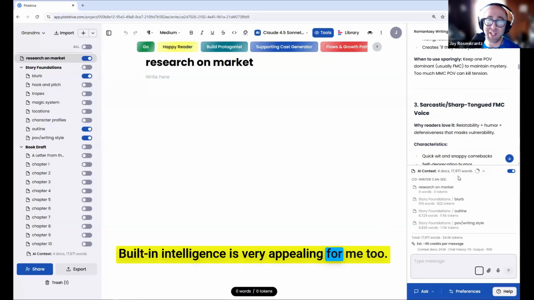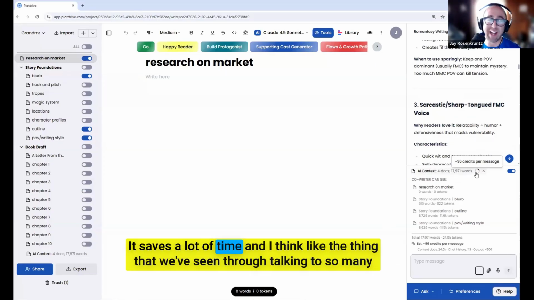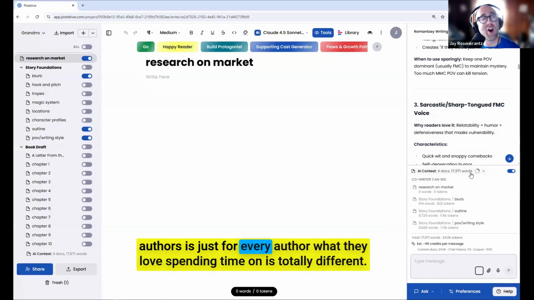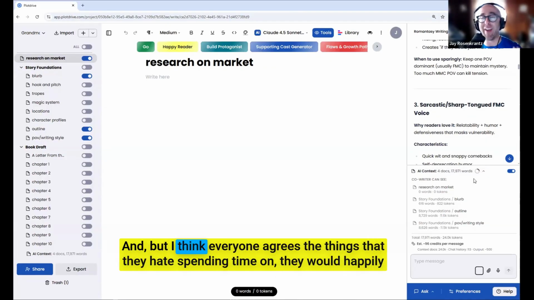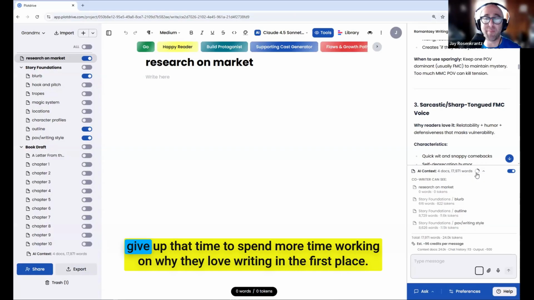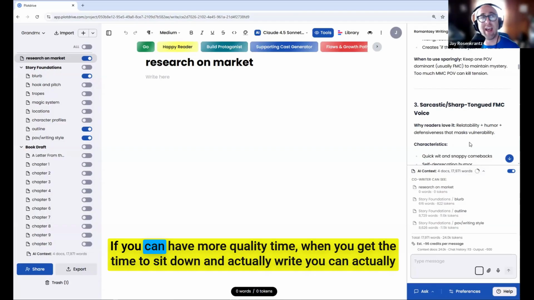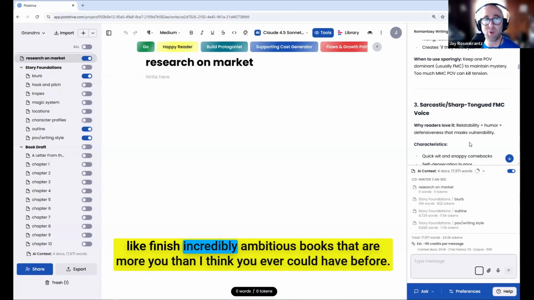Yeah, absolutely. Built-in intelligence is very appealing for me too. It saves a lot of time. And I think the thing that we've seen through talking with so many authors is that for every author, what they love spending time on is totally different. But I think everyone agrees the things that they hate spending time on, they would happily give up that time to spend more time working on why they love writing in the first place. If you can have more quality time when you get the time to sit down and actually write, you can finish incredibly ambitious books that are more you than I think you ever could have before.